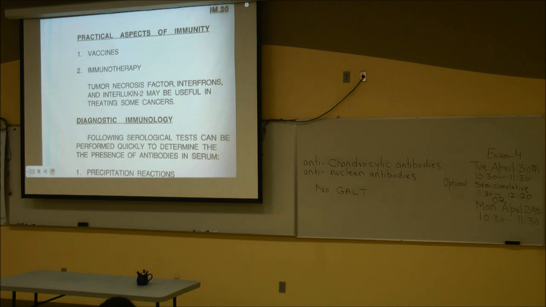Vaccine, you already know vaccine, right? What is a vaccine? An antigen to protect a person from an infectious disease. Immunotherapy: instead of using an antibiotic, you use nutrient-based monoclonal antibodies to treat diseases. Antibodies are also being used to treat different types of cancers. Okay? So this is FYI. All right?